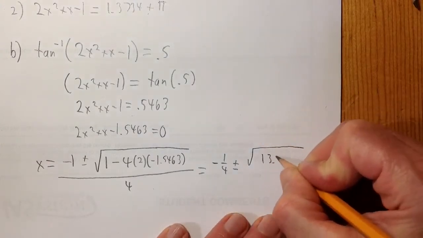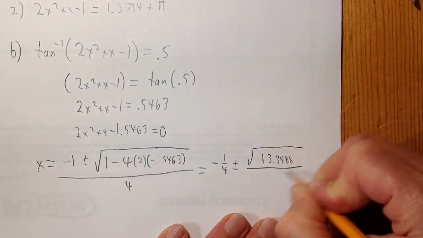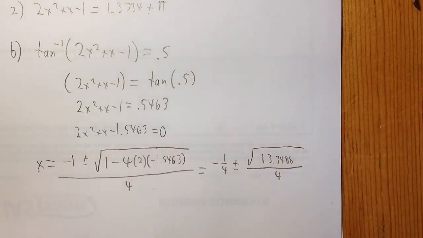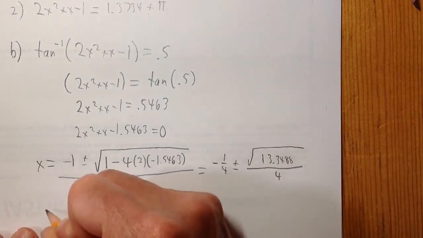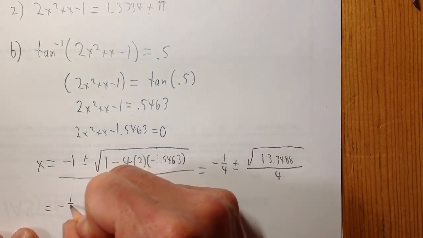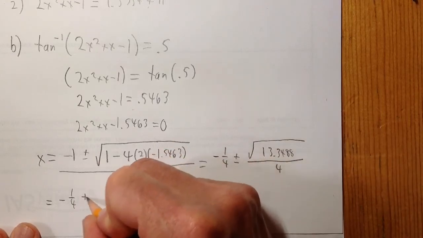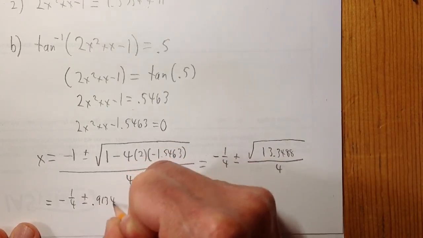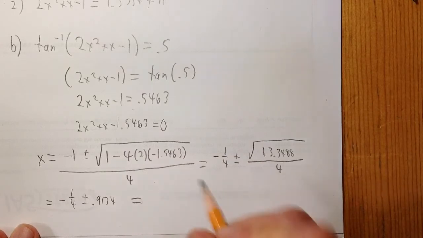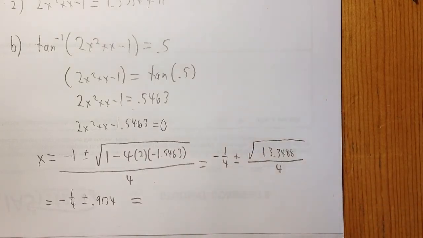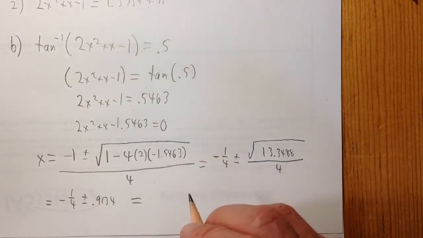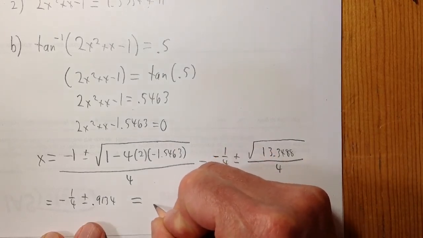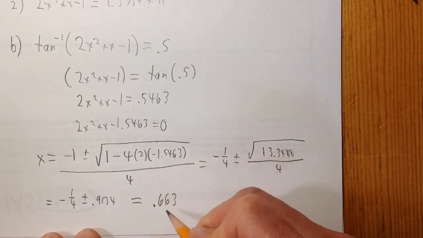So in here is 13.3488 divided by 4. So take the square root of that, divided by 4. I get 0.9134. So that's negative 1/4 plus or minus 0.9134. So we have two answers. So negative 1/4, let's do the plus first. So plus, I get 0.6634. So let's say 0.663. So that's 0.663. That's the plus answer. Then we do the negative answer.